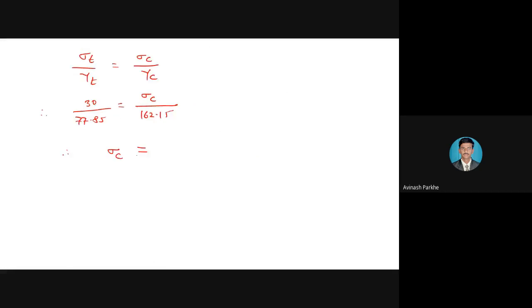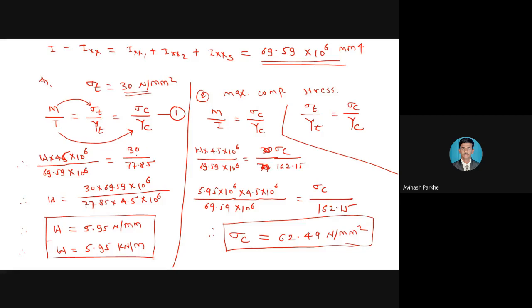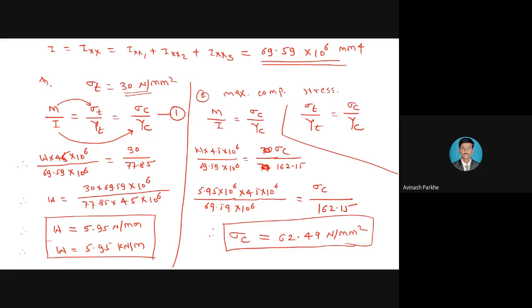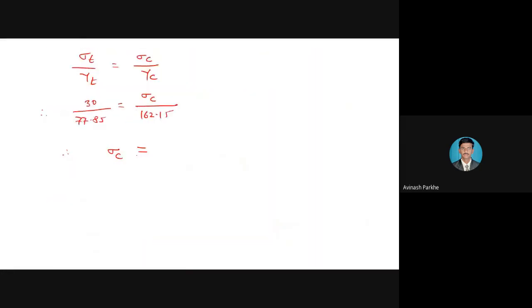Please check your answer by using this combination whether your sigma C value is correct or not. The previous answer we calculated by using the moment and moment of inertia combination. The second answer I am verifying by using sigma T and YT, because of equation number 1. 62.48. Please check your answer. 62.48 Newton per mm square. So again, the answer is same.